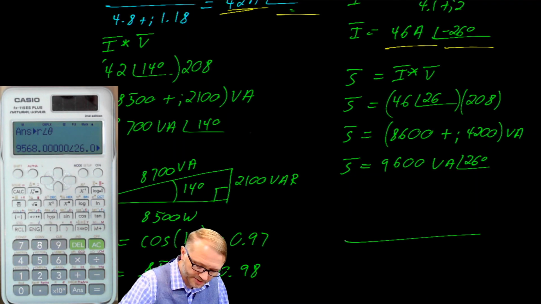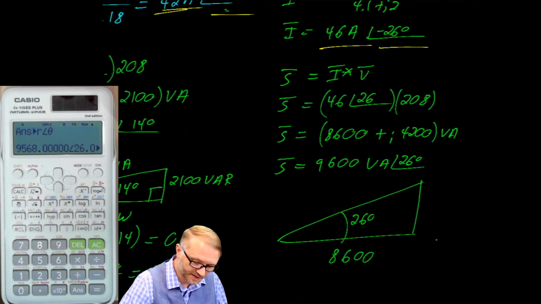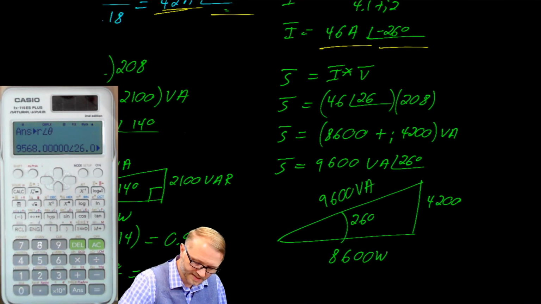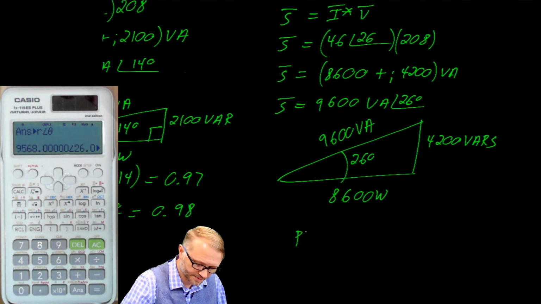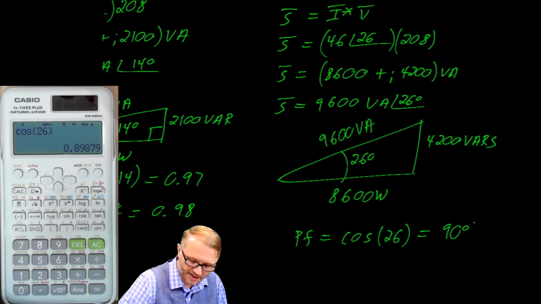If we build the power triangle, you'll see that it's actually larger. This angle is now 26 degrees. The power has increased by 100 watts. The VARs have greatly increased, so now this is 4200. And the volt amps is 9600. So that's volt amps, watts, and VARs. The power factor is equal to the cosine of 26. So cosine 26 gives us about 90%.